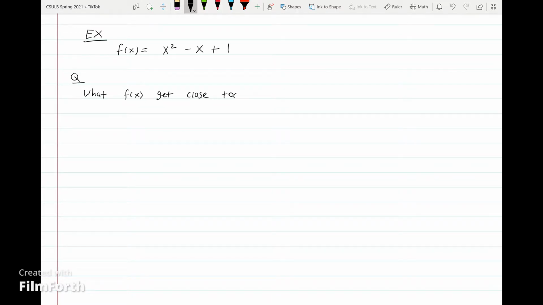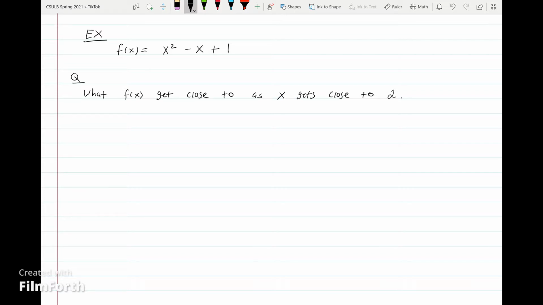Is it 2 or 3? One of those. What does f of x get close to as x gets close to, and we'll just pick a number here, and we'll pick 2. Okay. So that's a fair question. What does f of x get close to as x gets close to 2?